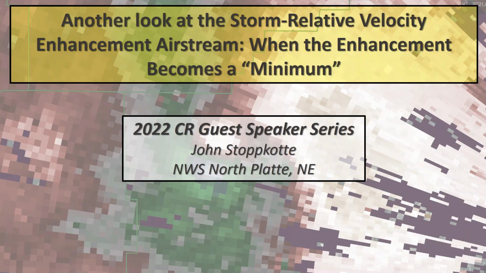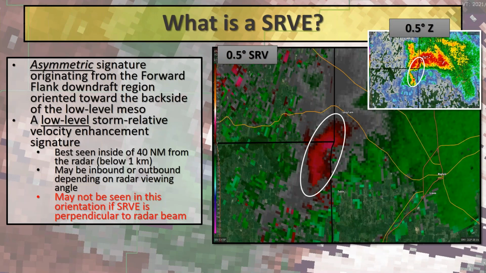So just getting right into it here, what is a SRVE? It's an asymmetric signature. It originates from the forward flank downdraft region. You can see here in the white oval, both on the storm relative velocity image and also the reflectivity. In this particular case, the radar is located to the north. This is from the Paducah radar from 2016. And so this asymmetric signature in this particular case shows up as an outbound signature.